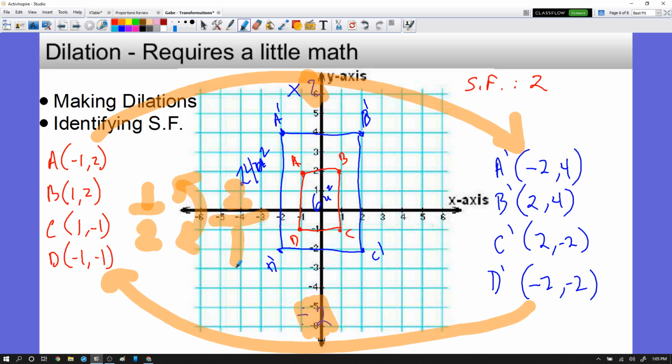So regardless of if you make a mistake or not, that's your check. Is the figure getting bigger or is it getting smaller? If it's getting bigger, you know your scale factor is going to be larger than 1. If it's getting smaller, you know your scale factor is going to be smaller than 1. All right, that's about it.